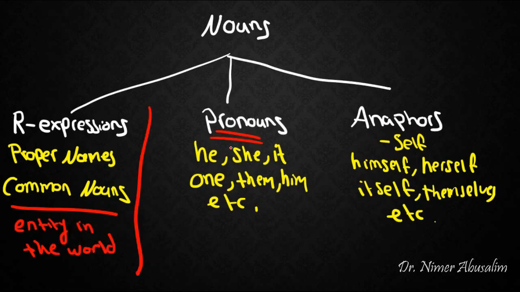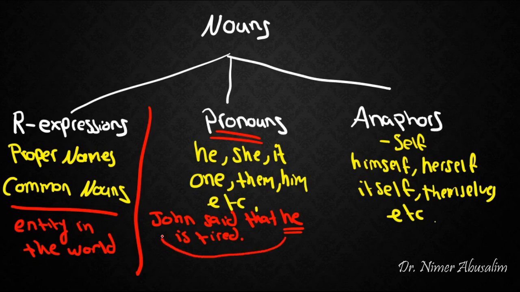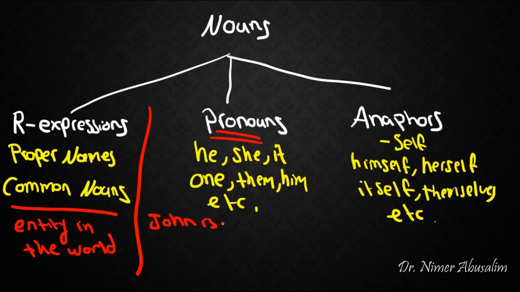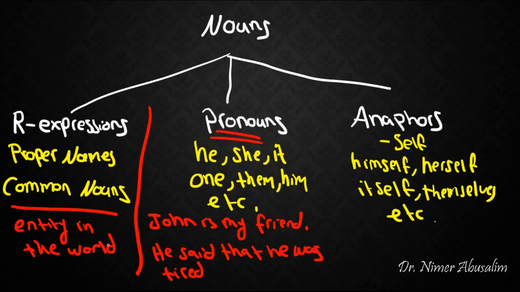Now a pronoun, on the other hand, gets its meaning by either referring to something in the sentence or to something already mentioned in the context. For example, John said that he is tired. He refers back to something in the same sentence, which is John. But it could also get its meaning from the previous sentence or the context of discourse, as in, John is my friend. He said that he was tired. Okay? So in this case, the he here does not refer to something in the same sentence, but actually to something previously mentioned in the topic of discourse.